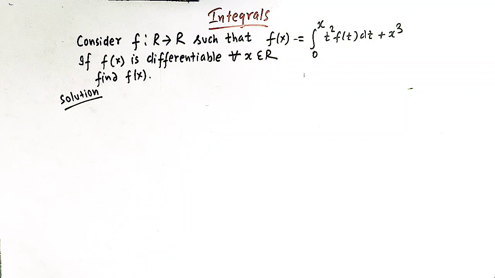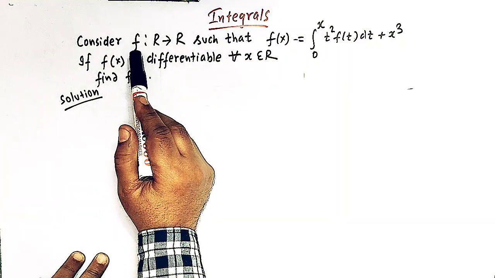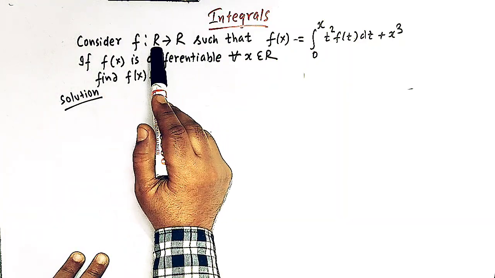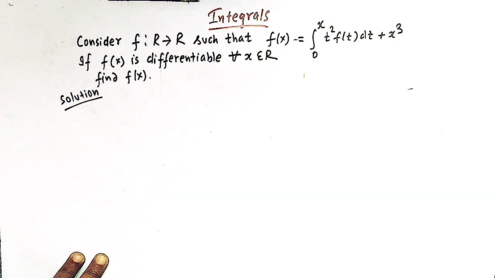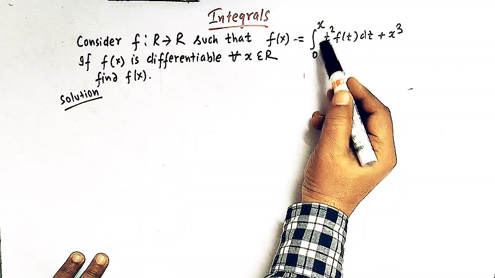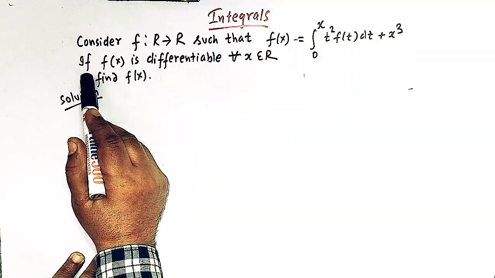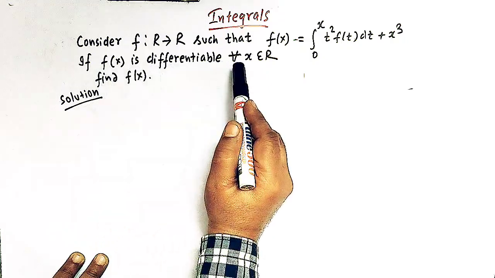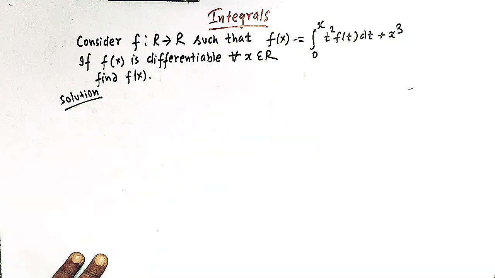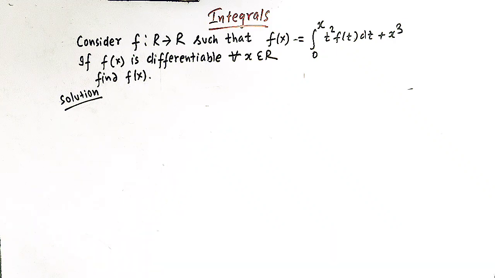Hello viewers, in today's session we are going to discuss an important problem from integrals. We are given a function f from R to R, where R is the set of real numbers, such that f of x is equal to the integral from 0 to x of t square f of t dt plus x cube. If this function f of x is differentiable for all x belonging to the set of real numbers, then we have to find f of x.